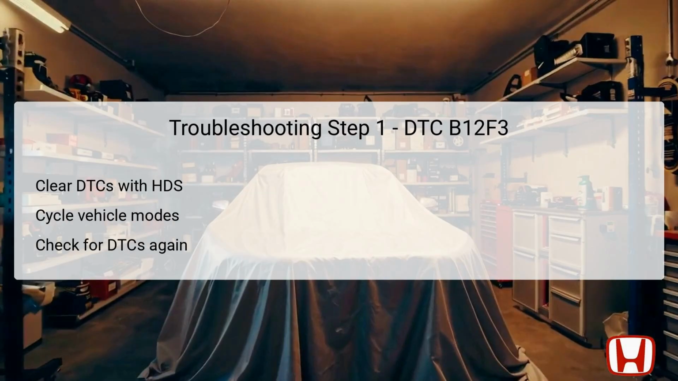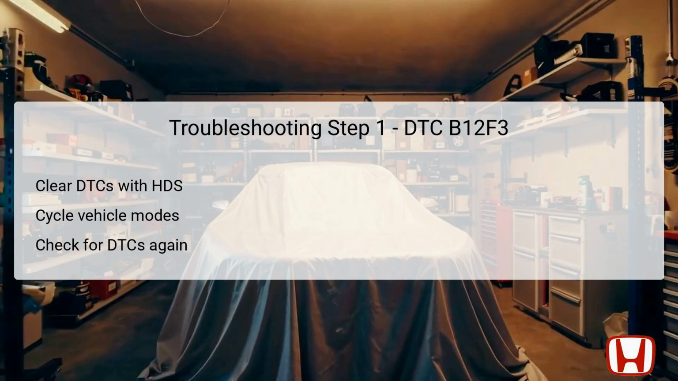The first step in troubleshooting DTC B12F3 involves utilizing the Honda Diagnostic System, HDS, to clear any existing DTCs. This step is crucial as it establishes a baseline for the system's current state. After clearing the codes, you will need to cycle the vehicle through various modes, specifically the off, lock, accessory, and on modes, 10 times. This action helps to reset the system and can often resolve intermittent faults.